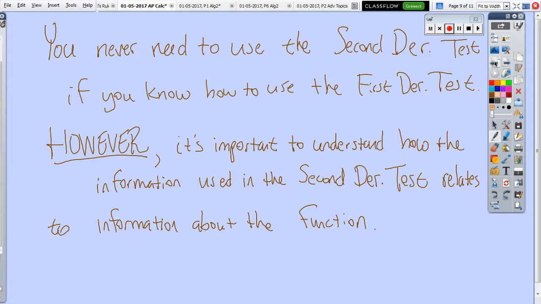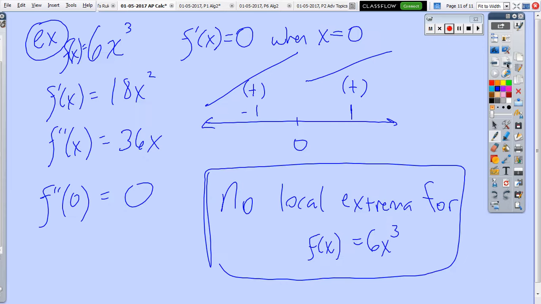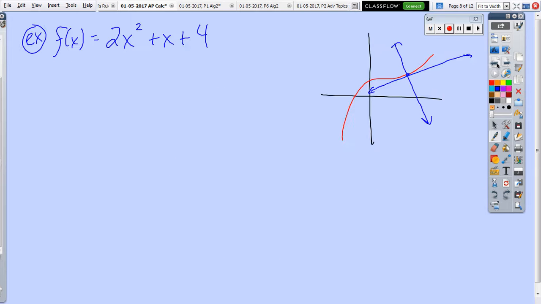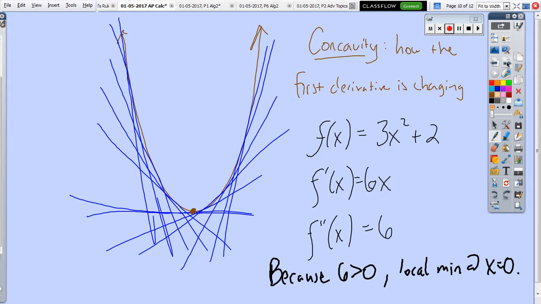Okay, so back to the 3x squared plus 2, we got 6 on the second derivative test. What does that tell us? How do we know that it's a min? If the second derivative is greater than 0, it's a min. If it's less than 0, it's a max. If it's 0, the test is inconclusive.